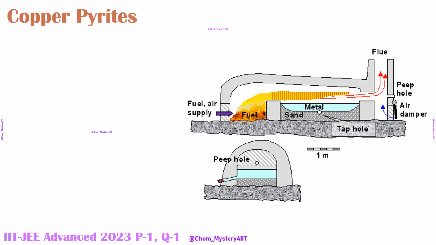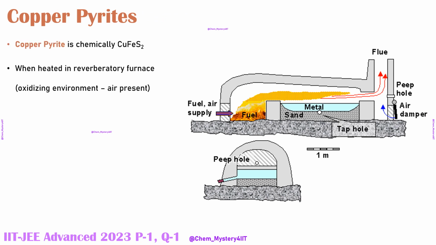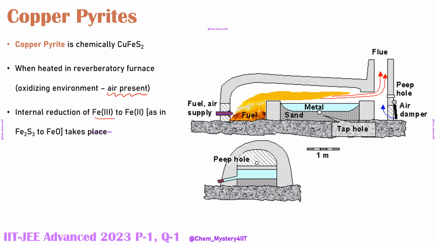Now going back to the copper pyrite. When we are heating this copper pyrite in the reverberatory furnace where an oxidizing environment is present, that means because oxygen is present, CuFeS2 will be undergoing oxidation. But we have to be a little bit careful. Careful about what? During this roasting process or the partial oxidation process in the reverberatory furnace, Fe3+ will be converting into Fe2+ as well.